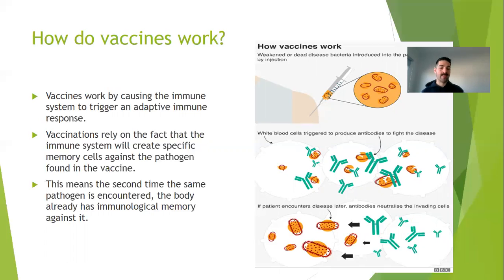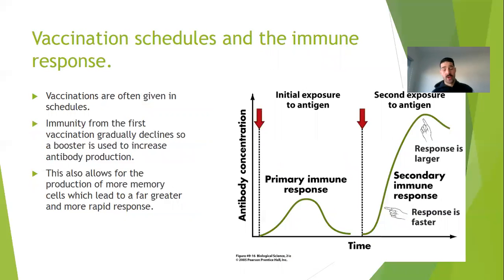We're just exploiting that process to make it happen when we want it to, by putting in a weakened version. Without memory cells, vaccines wouldn't work. So we rely on our cells being able to remember, or immunological memory, the second time we come across a pathogen. So with vaccinations, they're often given in schedules. And so when we get our first vaccination, over time, our memory cells start to decline. And so we often use a booster shot.